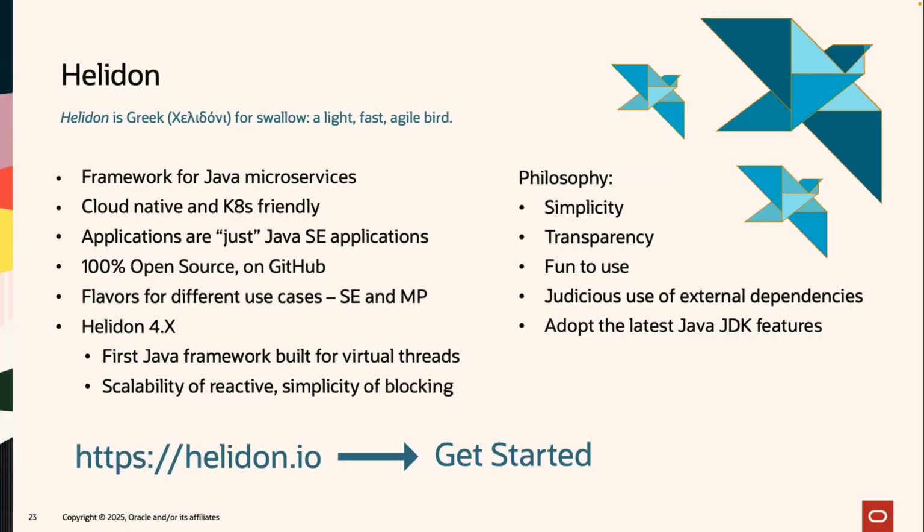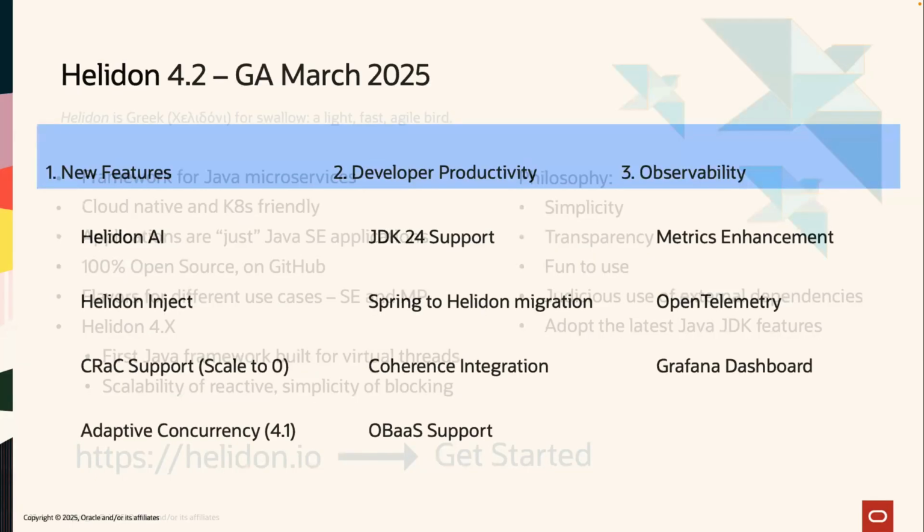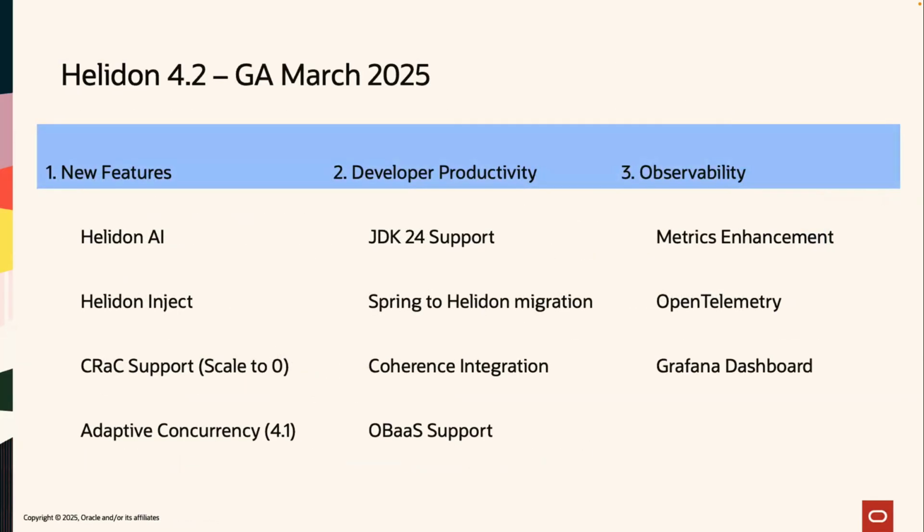Helidon 4 is the most current release of Helidon. It's the first Java microservices framework built from the ground up to support virtual threads. So it delivers very high performance and scalability with a very simple programming model. You'll learn more about Helidon in Phil's presentation today.